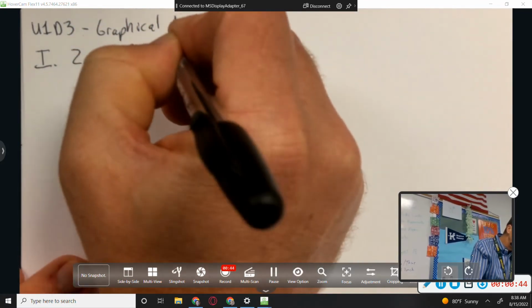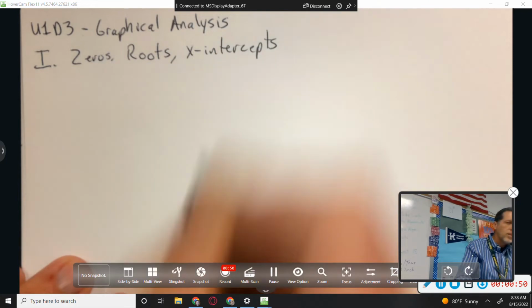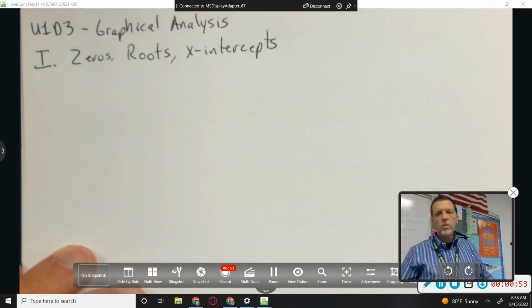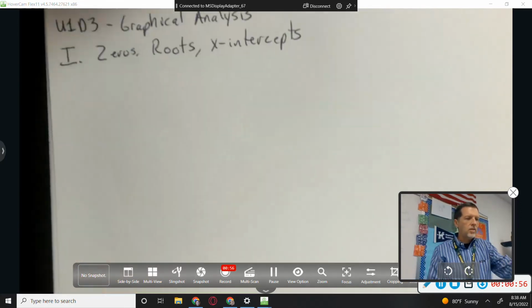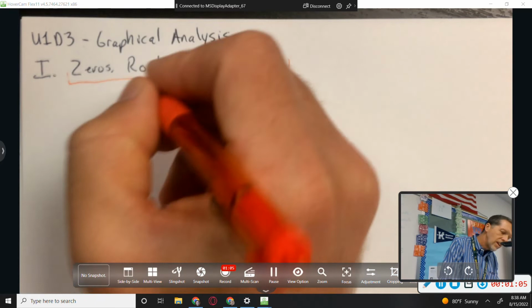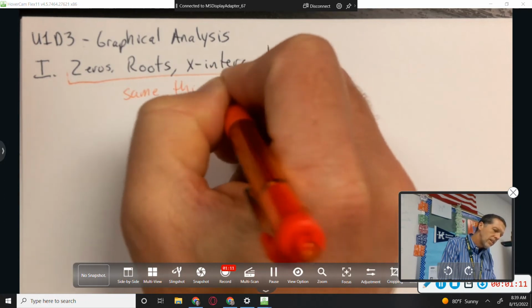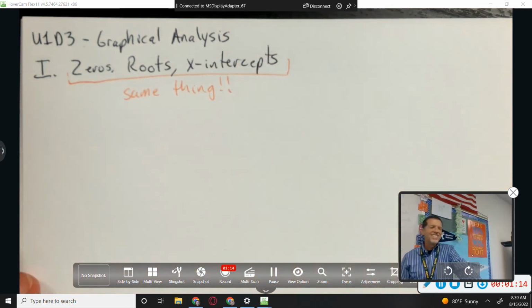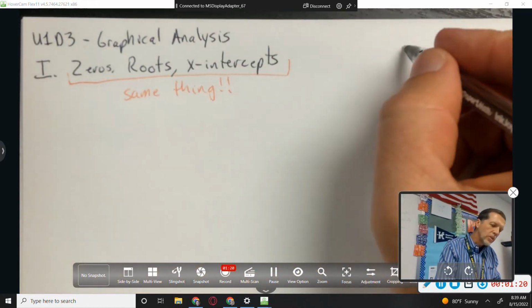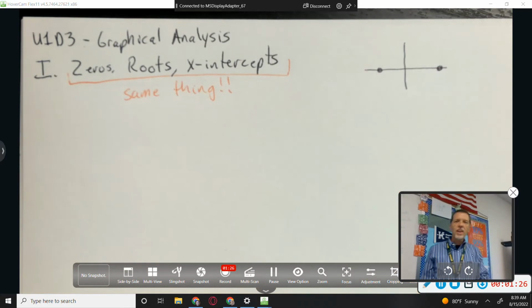Roman numeral 1. Zeros, roots, and x-intercepts. Zeros, roots, and x-intercepts. And I guess the good news is those are all the same thing. That's not 3 different things. That's 3 different words for one thing. X-intercepts is maybe the most helpful of the words because you can visualize what's going on there. It means the graph is crossing the x-axis.